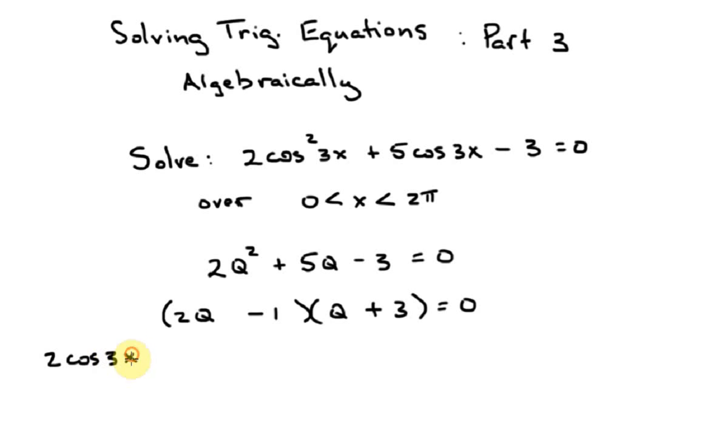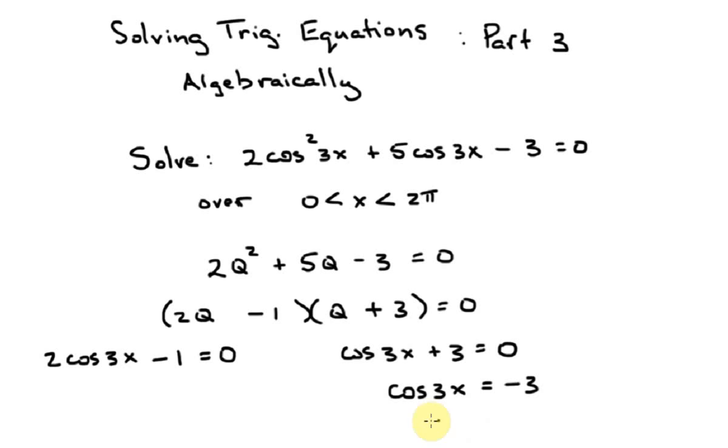So here's what we have. We have this guy, which we want to turn into 0, and we have this guy, which we want to turn into 0. Okay? All right. First things first, the one on the right here is actually the easier one to solve, because look at this. Cosine of 3x, and we're trying to make that equal to negative 3.